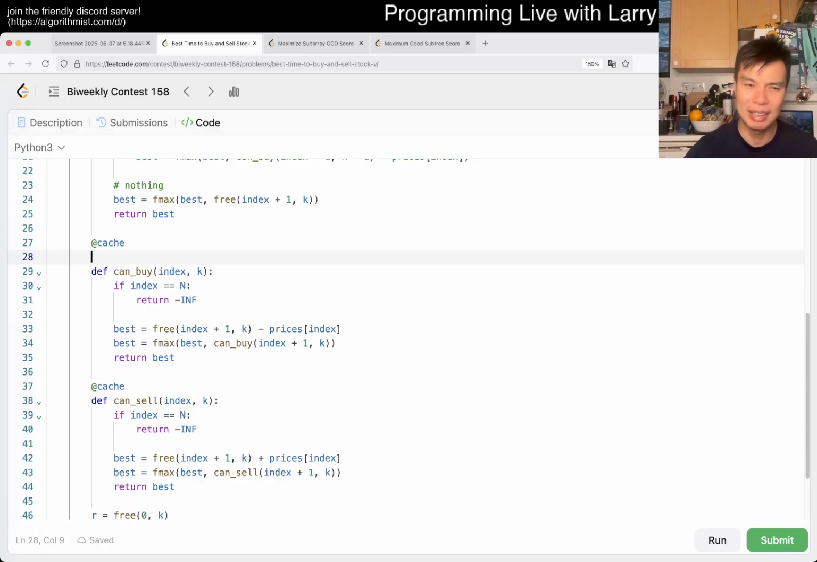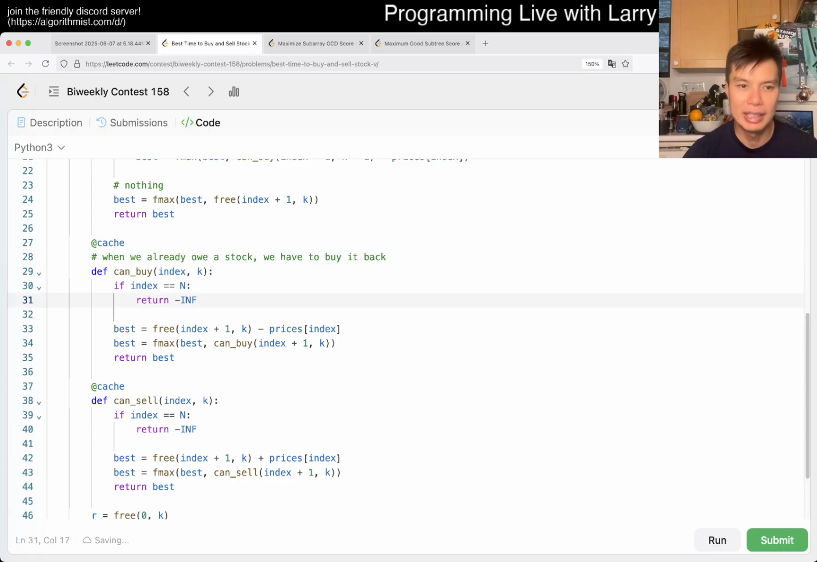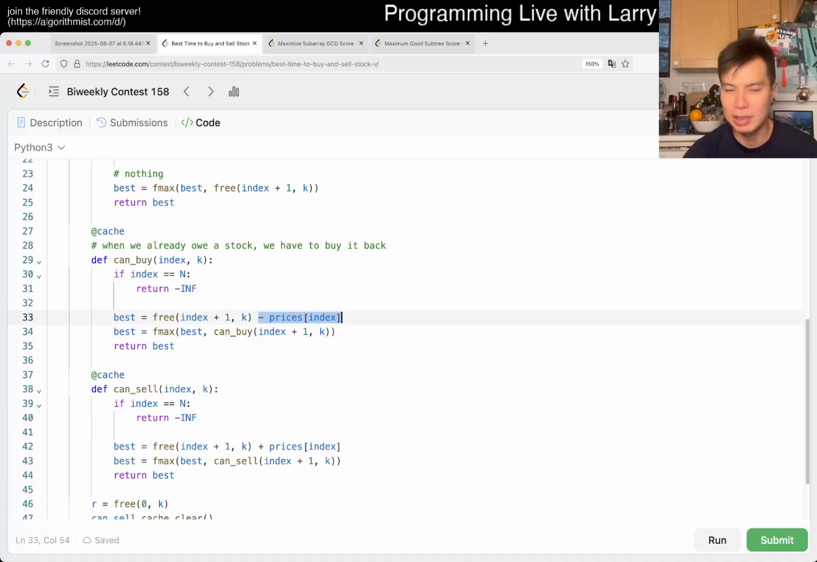Here, we already bought a stock. Okay, I think this is when we already owe a stock because we sold it short. We owe whatever stock, so we have to buy it back, right? And that's basically the idea. Here we buy it back now, or we buy it back in the future. That's it. Almost like a take no take thing, right? And when you buy back, it costs money, of course.